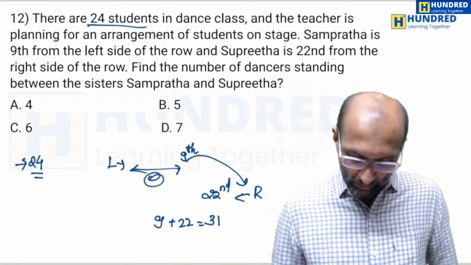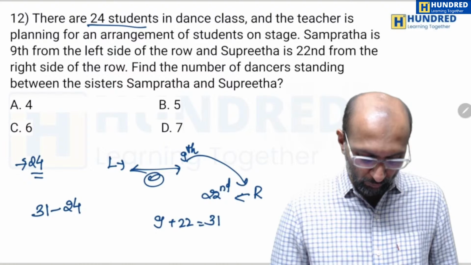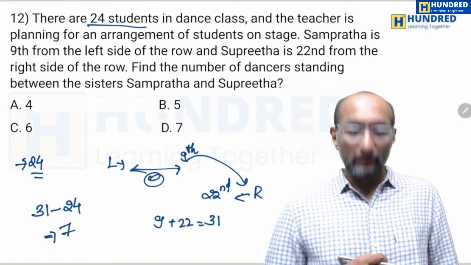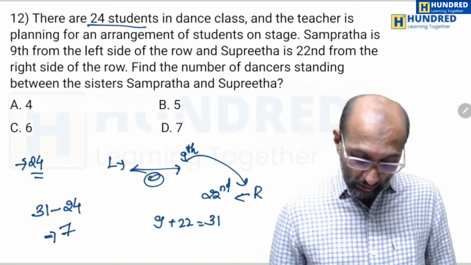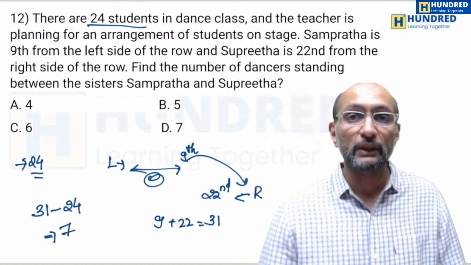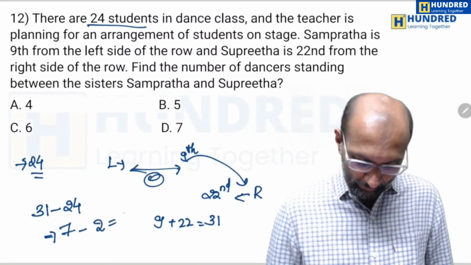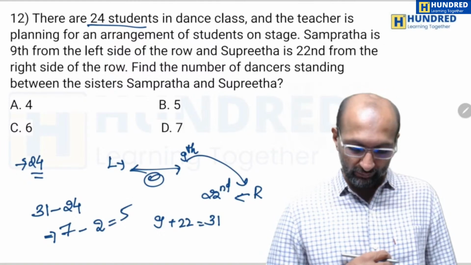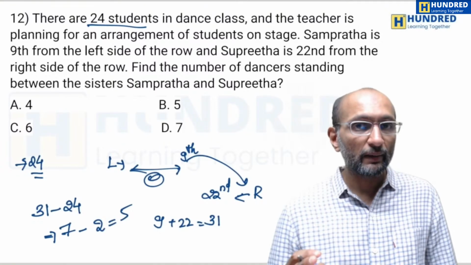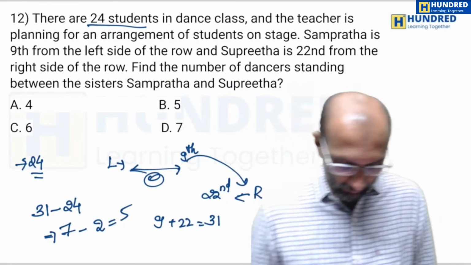Correct? So let us try to solve it now. Now there are 31 positions minus 24 students. What is it? 7. Correct? And 7 is the number of people between Samprata and Suprita, including Samprata and Suprita. So if you subtract Samprata and Suprita's positions, you will get 5. That's all, very simple. Understood? Correct. Let's move ahead.